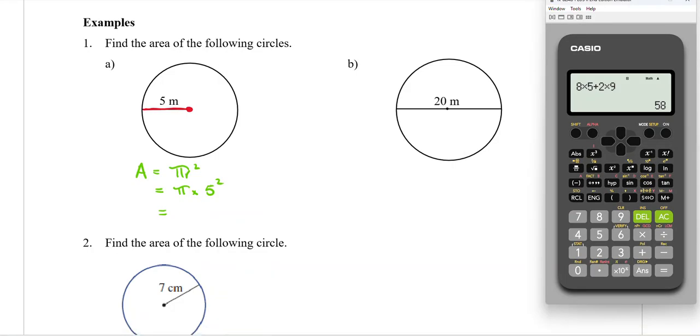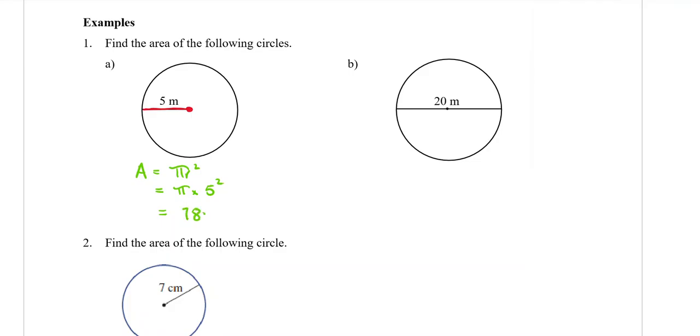Then on the calculator, we press the pi button, which is on this calculator shift and then the button down the bottom. And then you go times 5 and then the squared button. We're going to do 2 decimal places, so that will be 78.54. And that will be meters squared.